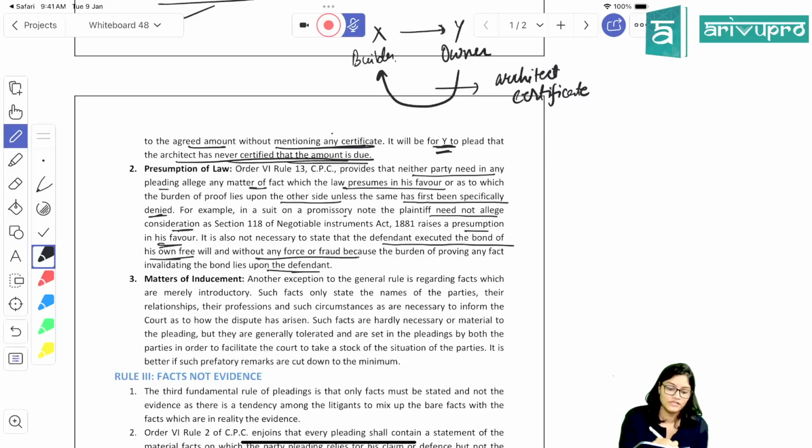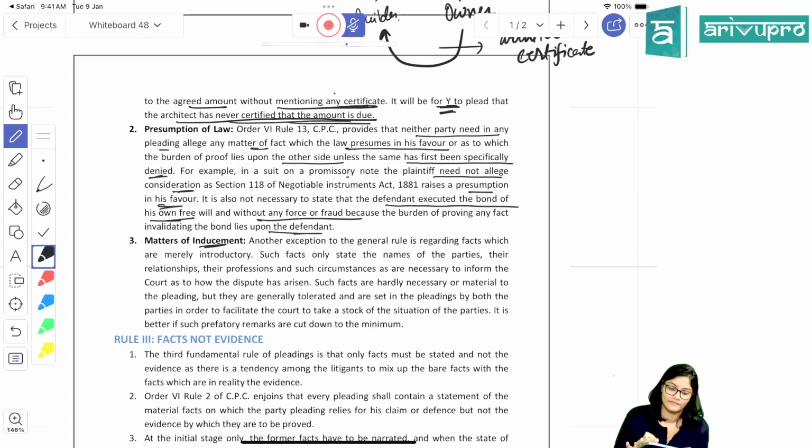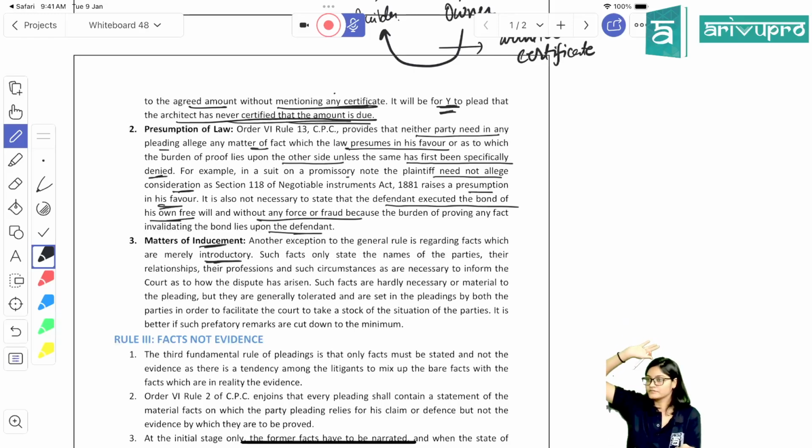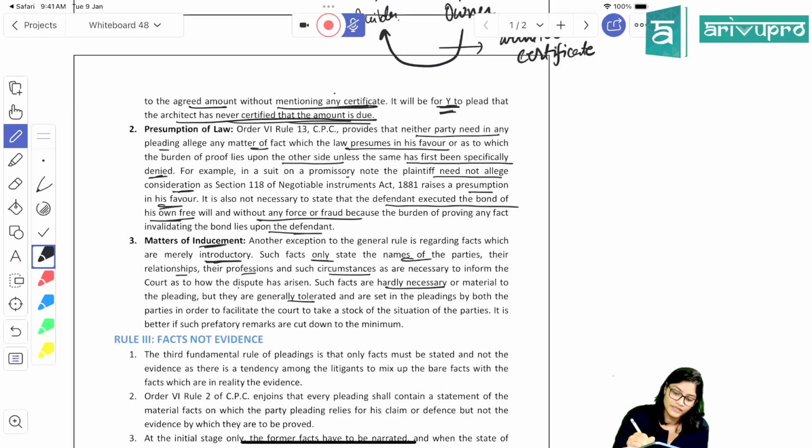Then, third, matters of inducement. Inducement basically means what? Introductory matter. For example, name of the parties, relationships, all this thing. Now, if I mentioned Nidhi Parak, but now my name turned out to be something different, that becomes material. Otherwise, my name, age and all, that is just an introductory matter. Correct? So, another exception to the general rule is regarding facts which are merely introductory. Such facts only state the names of the parties, their relationship, profession, and circumstances as are necessary to inform the court as to how the dispute has arisen. Basically, a general introduction. Such facts are hardly necessary or material to the pleading, but they are generally tolerated and are set in the pleading by both the parties.